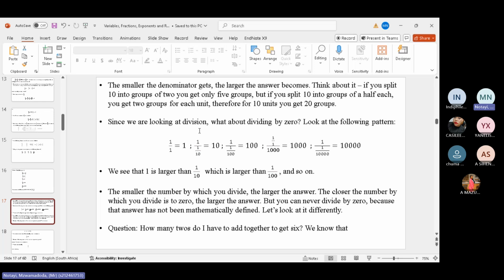Okay, since we are looking at division, what about dividing by 0? Look at the following pattern. So if we have 1 over 1, any number divided by itself gives us 1.